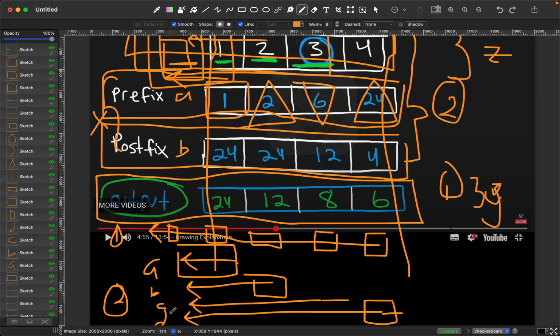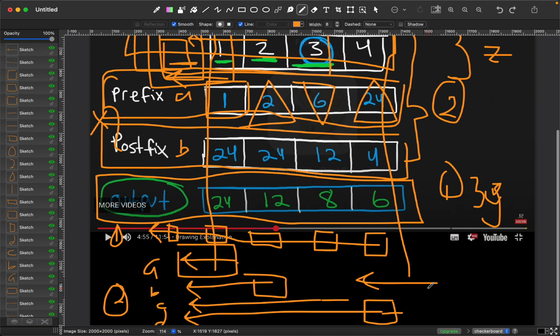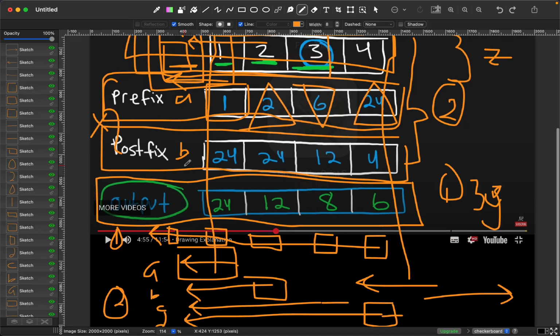So I believe for A, the difference between A and B is the direction. For pre, it's going the direction of the left side. As for post, it's basically going the direction of the right side. This is the opposite side. So we're gonna use the stage 2 way of calculating for B, right?